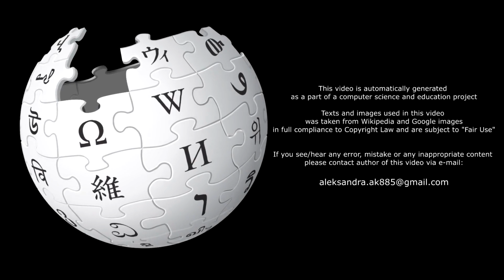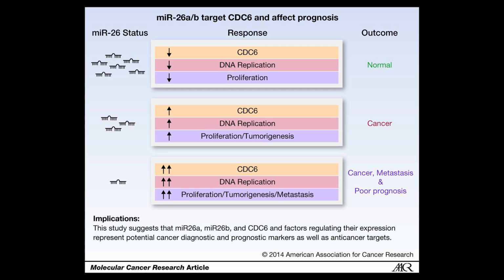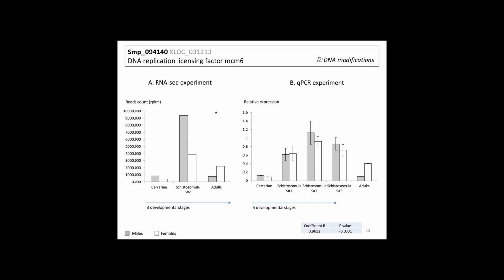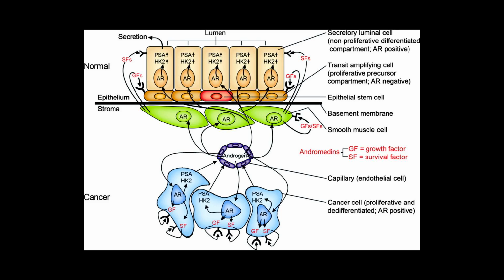A licensing factor is a protein or complex of proteins that allows an origin of replication to begin DNA replication at that site. They are thought to primarily occur in eukaryotic cells, since prokaryotes use simpler systems to initiate replication.